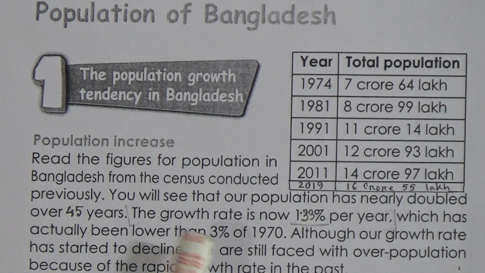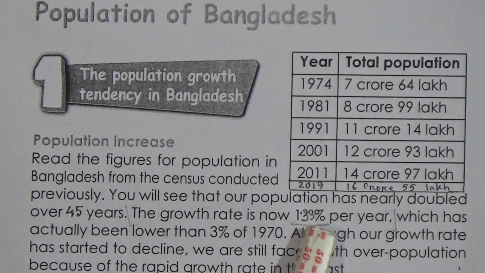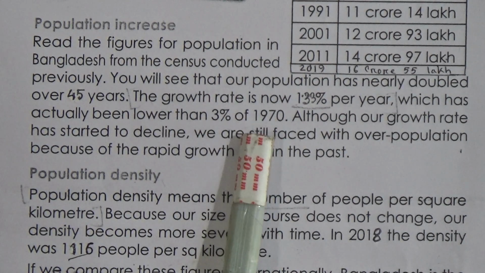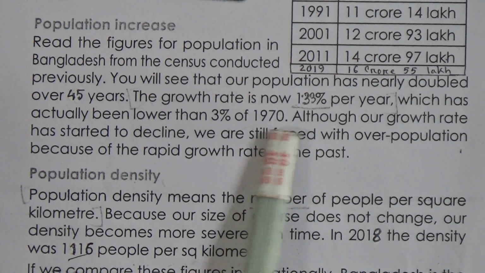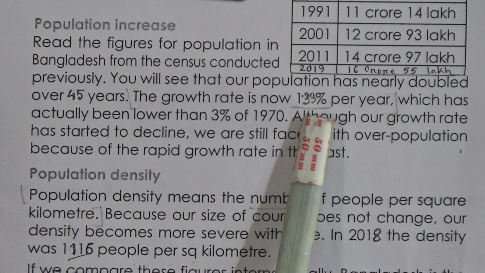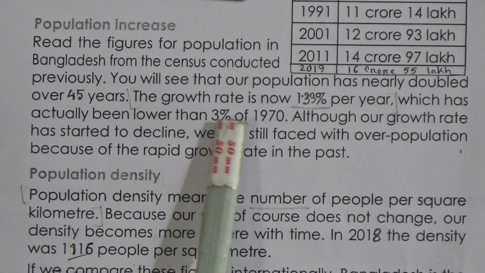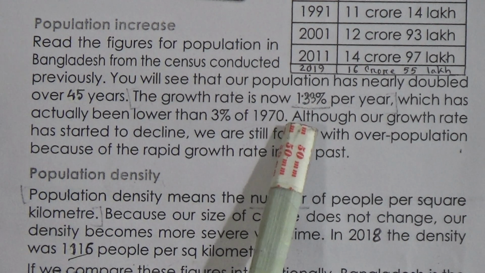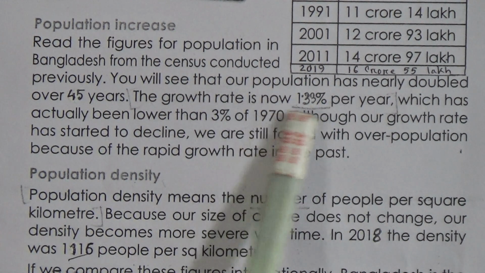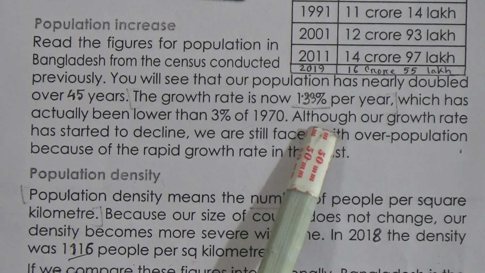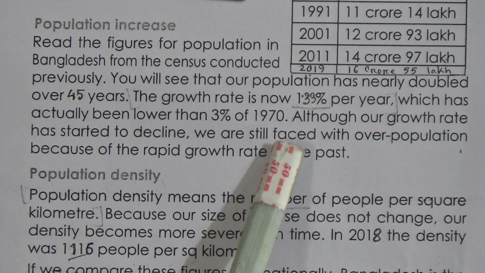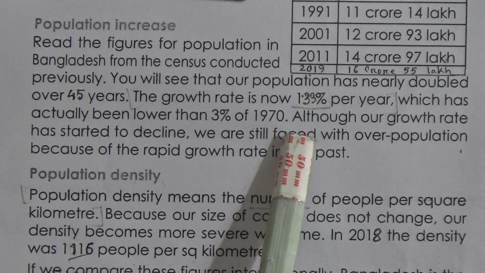The growth rate is now 1.33% per year. That means every year 1.33% population is added to the total population of the country, which is lower than 3% of 1970. In 1970 the population growth was 3%, but right now it is 1.33%. So it is not that increased, but it is lower than 1970. But if we look at the scenario, now the population is 16 crore. So 1.33% of 16 crore means we are getting a large amount of population added to the total population of our country.